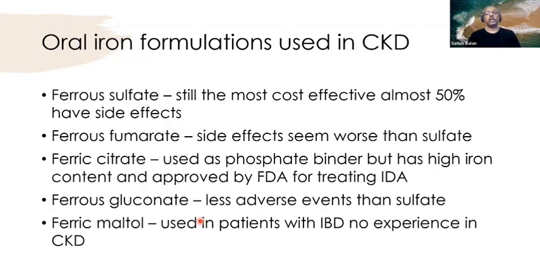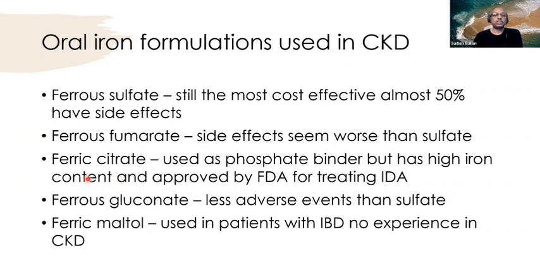Now, despite that, what oral iron formulations are still used in CKD? We should know these oral formulations. Ferrous sulfate is the most common iron to be used and still the most cost effective, but almost 50% of people have side effects in clinical studies. In patients without CKD. In patients with CKD, it's going to be even more. Ferrous fumarate has also been used, but the side effect profile, when you look at the studies, is even worse than sulfate. Ferrous sulfate was around 45% or so, but ferrous fumarate was about 48 to 49% for GI side effects. Those are not in patients with CKD, those are patients with iron deficiency anemia with various conditions, and therefore you can imagine that patients with CKD will have much worse effects.